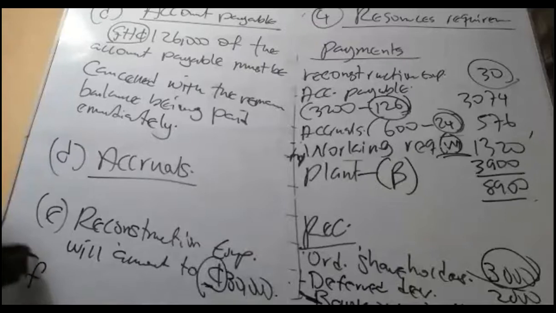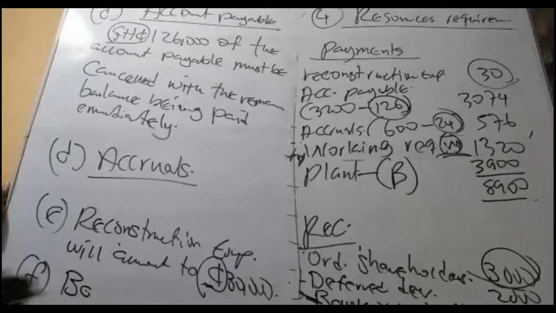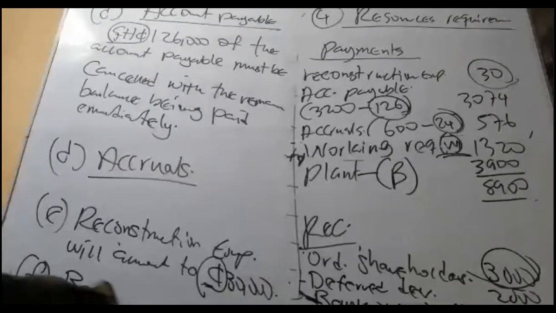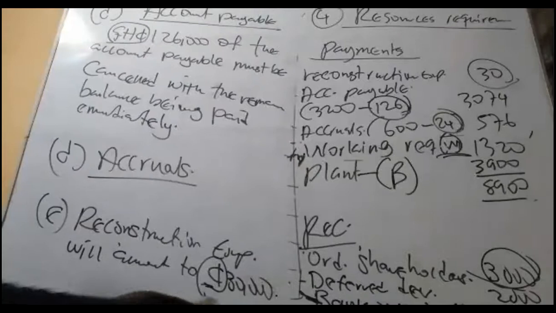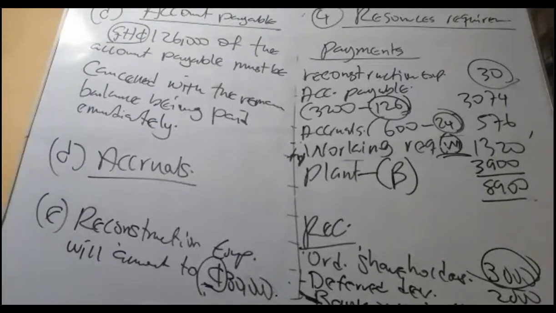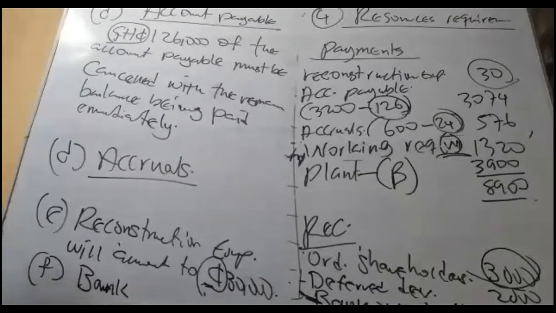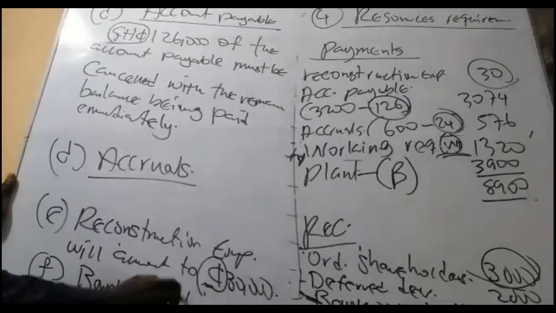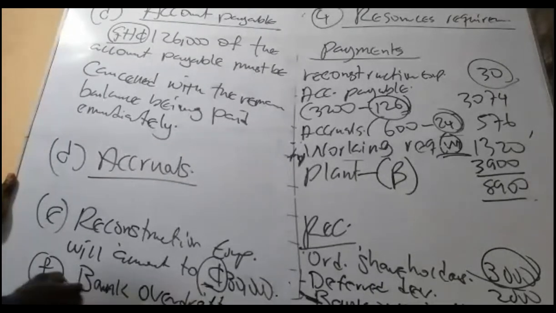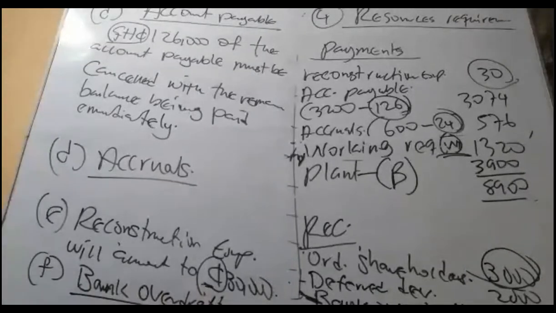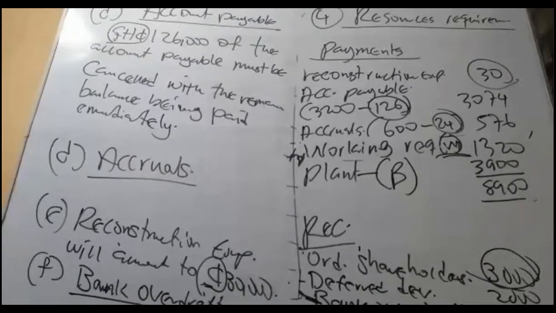Then F, the bank overdraft, right? Thank you. So let's go to the bank overdraft. So F is a bank overdraft. The rest I'll detect them. Now what are you going to say about the bank overdraft? Okay, we have a lot to say about the bank overdraft.